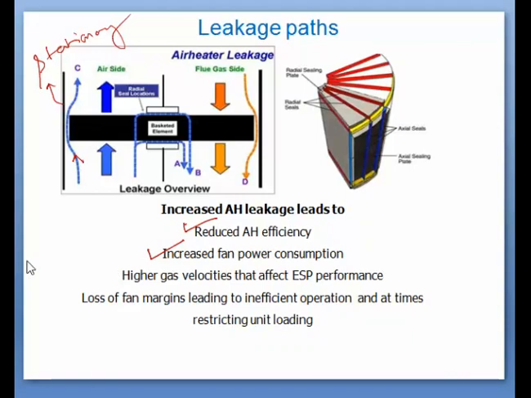The ESP is designed for certain particular velocities. So these higher gas velocities, because of the leakage, can affect the ESP performance. And this loss of fan margins leads to inefficient operation, and at times will restrict the unit loading. If the fans won't have margins, then we have to run the unit, the power plant, at a lower load.